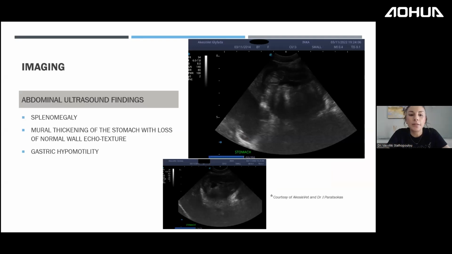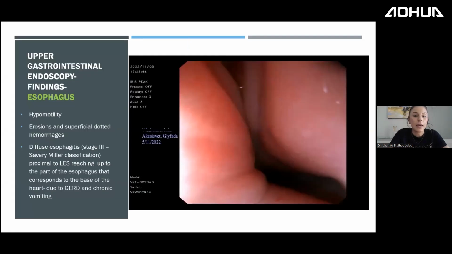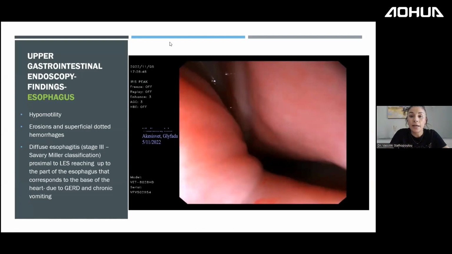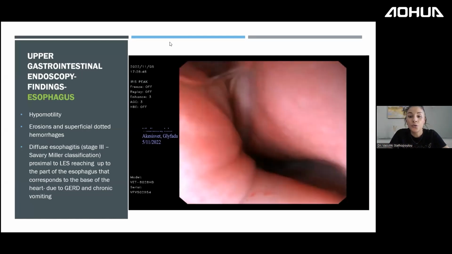Okay, I'm going to give you more hints. Imaging: mild splenomegaly, a mural thickening of the stomach with loss of the normal wall echotexture. That was a big finding in our ultrasound, and gastric hypomotility. And let's see the esophagus. Mind you that the animal has been vomiting, but it didn't have polyuria and polydipsia.